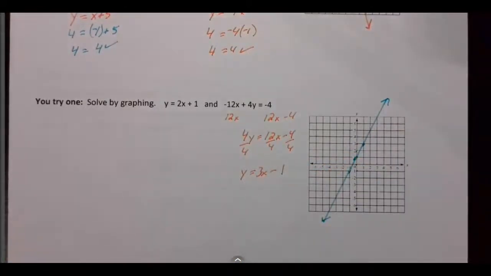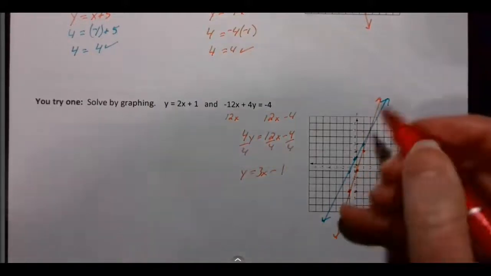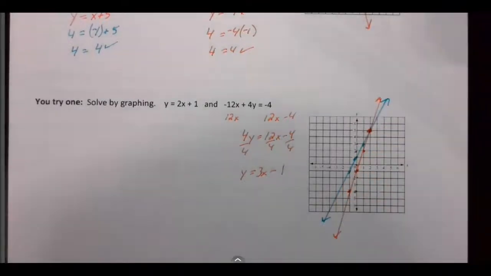Okay, now we're going to plot that point. That part you can do on your own. Go. Now, when you plotted them, this is the reason having a straight edge is so important. You have to find out where they intersect. This is where they intersect.